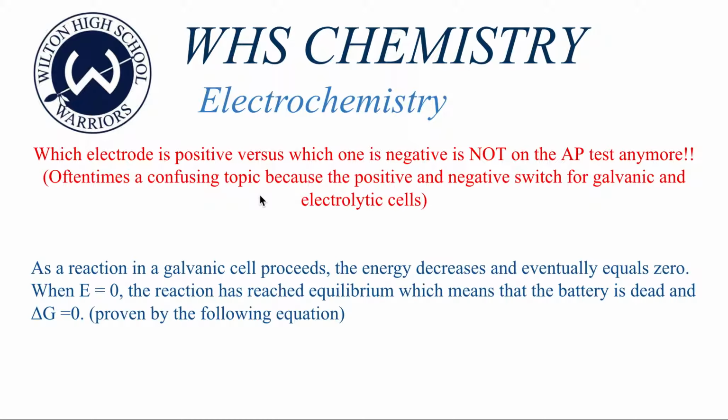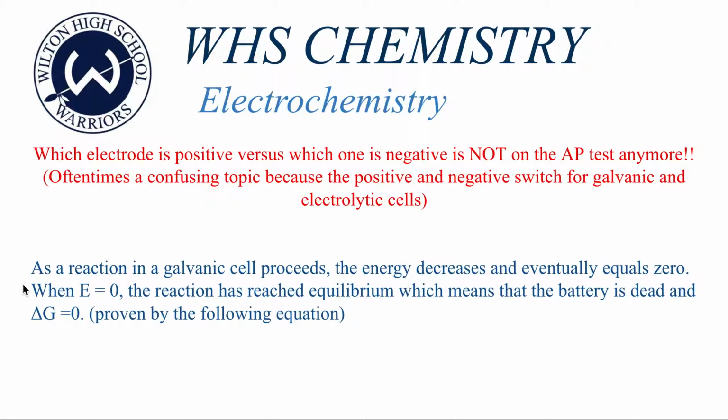Which electrode is positive versus which one is negative is not on the AP test anymore. That's usually really confusing for students, because whether the anode is positive or negative switches between galvanic and electrolytic cells. So luckily they don't have that on the AP test anymore. You can know it if you think you need to, but it's okay if you don't, because you won't need to know that on a test.